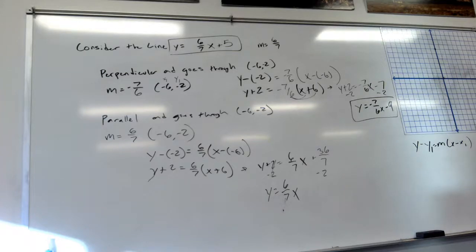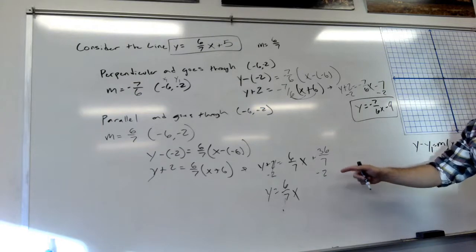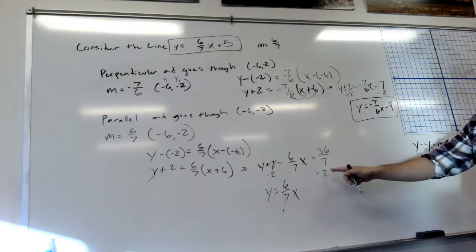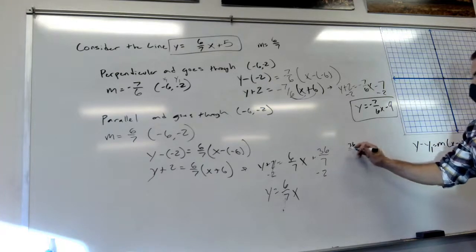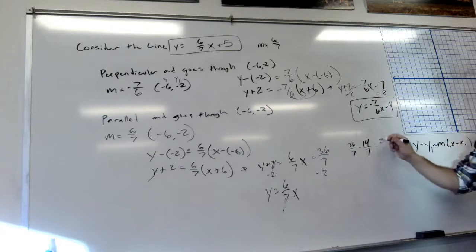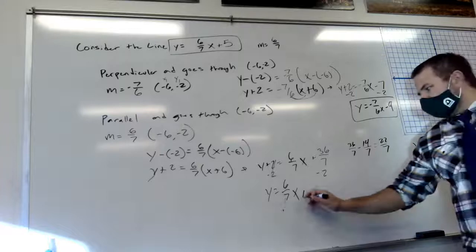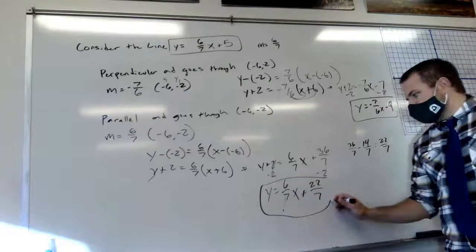Put it in the calculator. So what does the bottom have to be? You can put it in your calculator, it's fine. 7, so what's 2 times 7? 14. So basically we're going to have 36 over 7 minus 14 over 7, which gives us 22 over 7. So plus 22 over 7, and that'd be your answer.